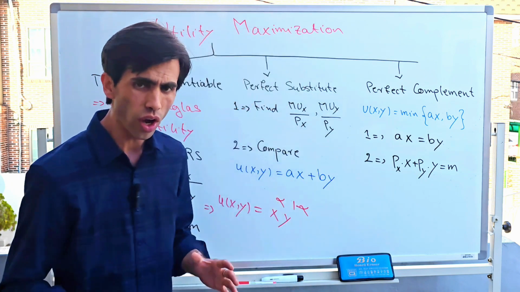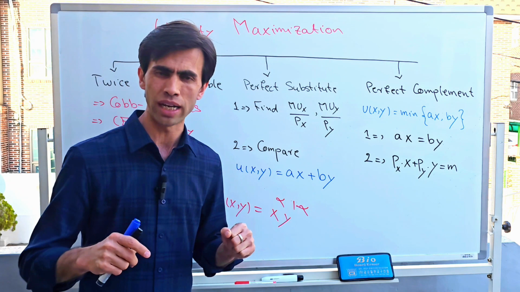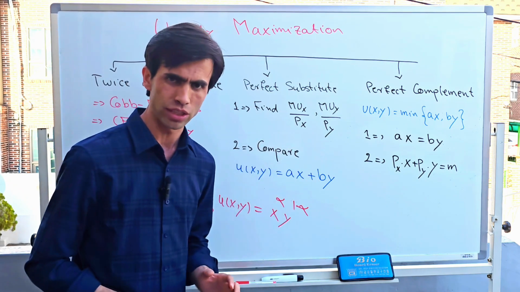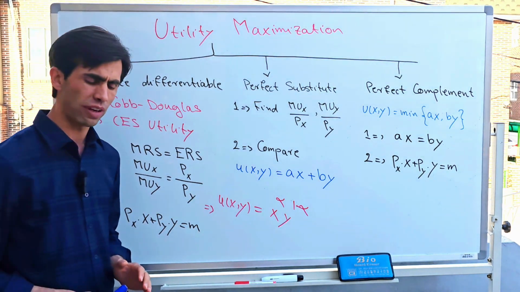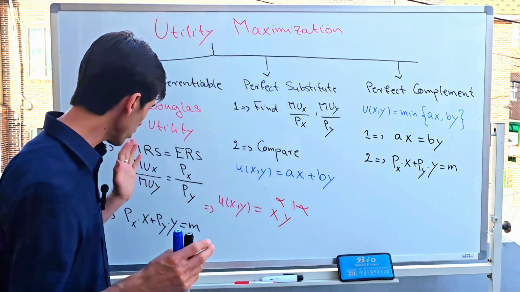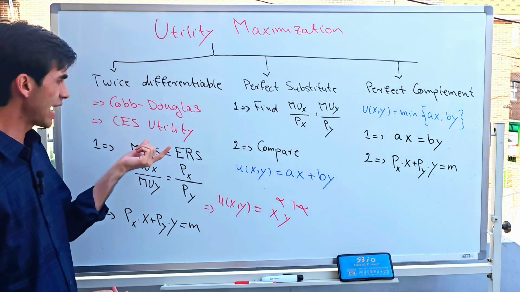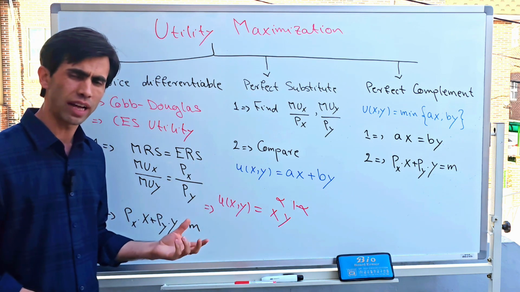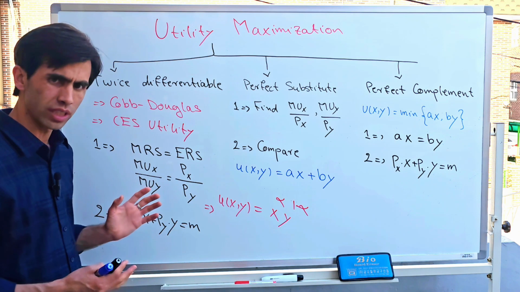So let's go into it and find the easiest shortcut way of maximizing the utility function for each type of this utility maximization process. First of all, let me talk about twice differentiable utility functions, which involve one of the most time-consuming utility maximization processes. If we have a utility function like Cobb-Douglas, CES, quadratic, or even quasi-linear, which are twice differentiable, what will be the shortcut process?